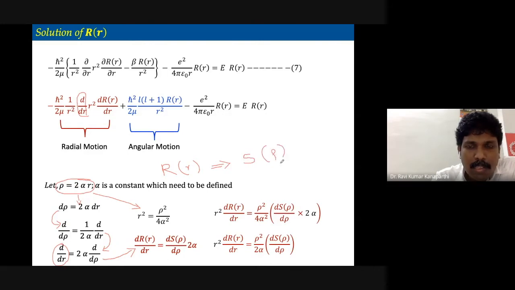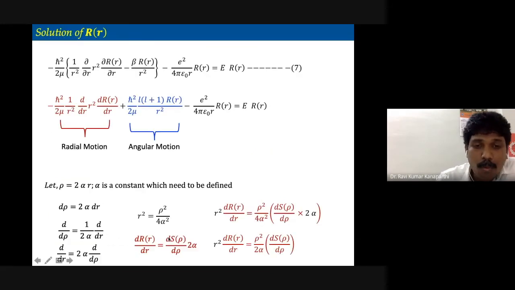So let us consider that S of rho is a new function if you make the substitution, right? Now already dρ/dr is there, which is equal to 2 times alpha, 2 alpha d upon d rho. So now dR(r)/dr is equal to dS(ρ)/dρ times 2 alpha, right? And then further you can proceed and then calculate what is r square times dR(r)/dr. This is something that we can evaluate.